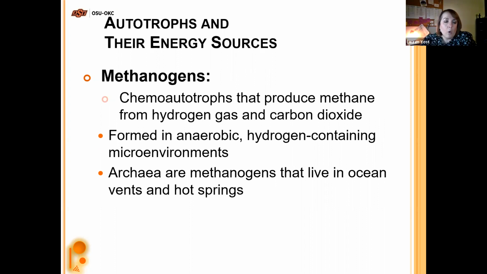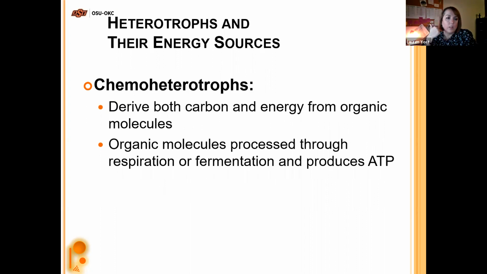Methanogens, these are chemoautotrophs that produce methane from hydrogen gas and carbon dioxide. They are only in anaerobic, so non-oxygen environments, in the ocean vents and hot springs. The chemoheterotrophs derive their carbon energy from organic molecules, and the organic molecules are processed through respiration or fermentation, and they'll produce ATP. This includes us. We undergo respiration to make our ATP. It's not talking necessarily about breathing. The breathing is part of it, but that's not necessarily what it's talking about.